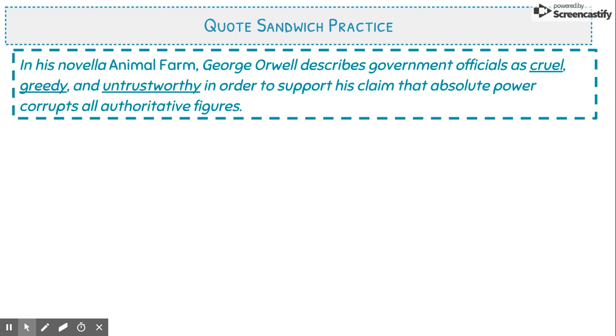But it also has a rationale, that "in order to" gives us the reason behind why George Orwell is describing government officials in this way. Sometimes that "in order to" could be the phrase "therefore," or sometimes we see it as "because." But a level 4 or an exceeds expectations thesis statement is going to have that rationale. So this thesis statement would show up in your introduction paragraph in the very beginning of your essay.